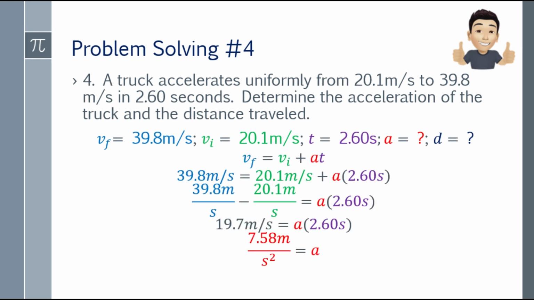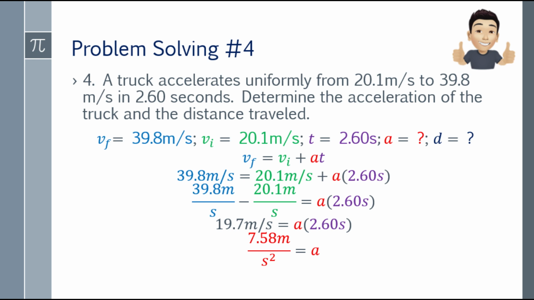So I'll substitute the values. First one, sa kaliwang equation that will be 39.8 meters per second. That's the final velocity equals 20.1 meters per second plus acceleration times 2.6 seconds because that is the time. So algebraically, 39.8 meters per second minus 20.1 meters per second is equal to 19.7 meters per second. Divide both sides by 2.6 and the answer will be 7.58 meters per second squared.